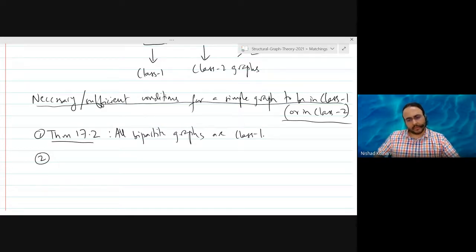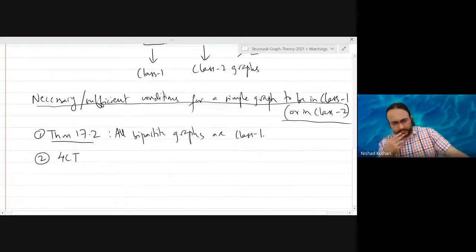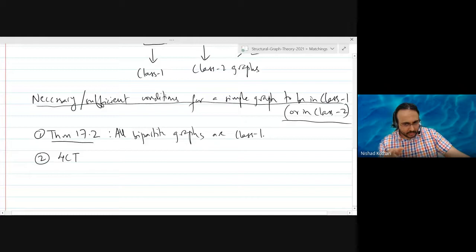You can use the four color theorem. You can assume the four color theorem is true because it is true. So I want you to use the four color theorem and think of a class of graphs that we have already discussed, and these are class 1. Planar. Planar, but which ones? One second. All planar graphs are not class 1. If I'm not mistaken, you can actually find planar graphs that are not in class 1. But there is a class of planar graphs that we have already discussed, and they are in class 1.